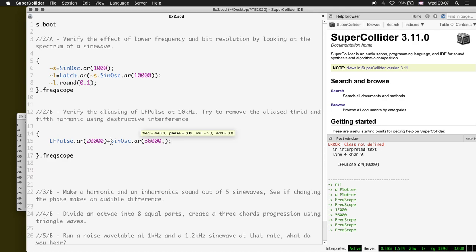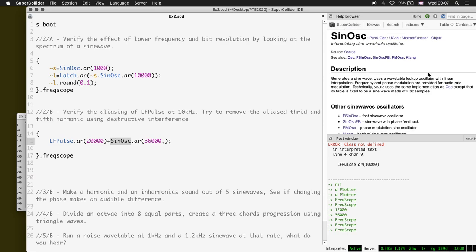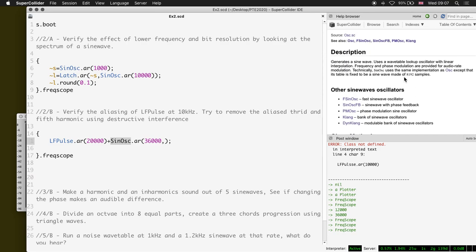So the phase here is 0. I believe it is normalized, the phase 0 to 1. Let's see what the help file says. Does it say somewhere something about the phase? Audio rate modulation. It doesn't say anything about the phase. Well, I'll just modulate it.